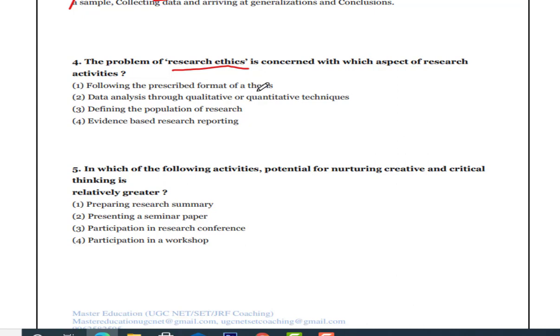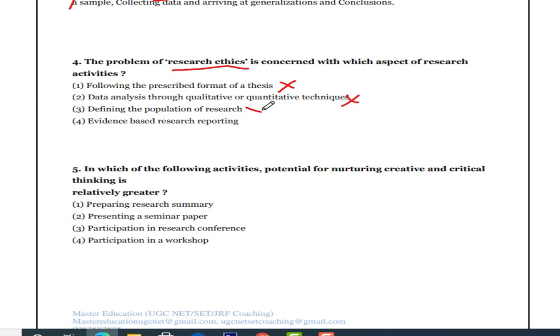Okay, following the prescribed format. If you are following the prescribed format, it is not a big issue, right? If they say to bold, we can bold it. So that is not an issue. And then data analysis through qualitative and quantitative techniques. So we are analyzing, that is also not a big issue.